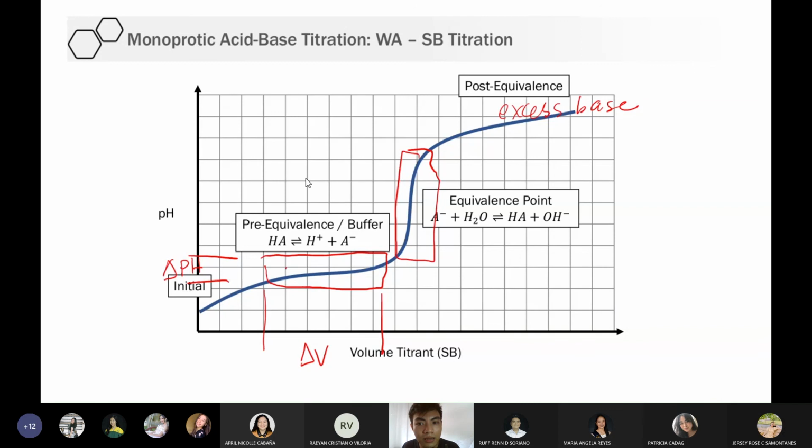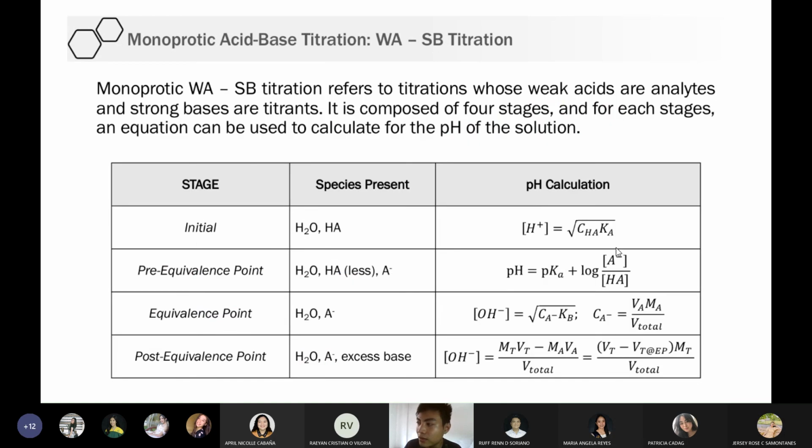That is what I want you to appreciate for now so that next meeting we can continue smoothly. There is a bump because of the buffer region. The volume change is big but the pH change is small. Given that, these are our equations. We will use the Henderson-Hasselbalch equation, the HHE.